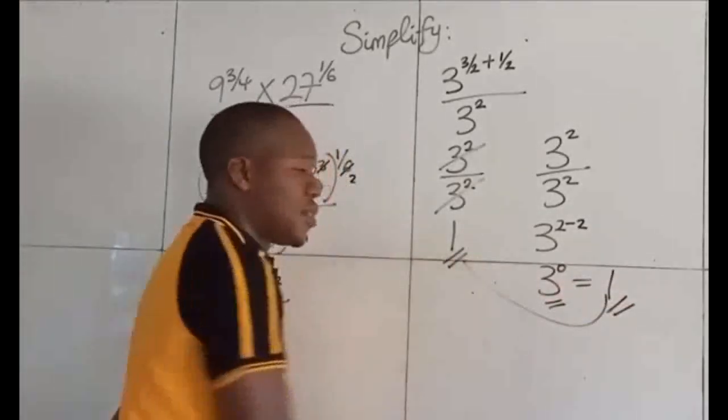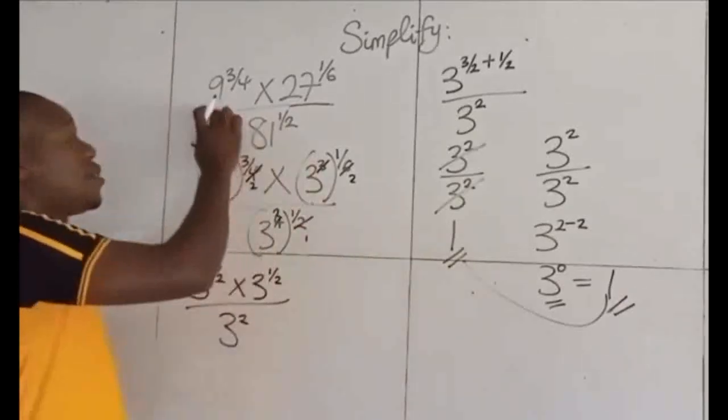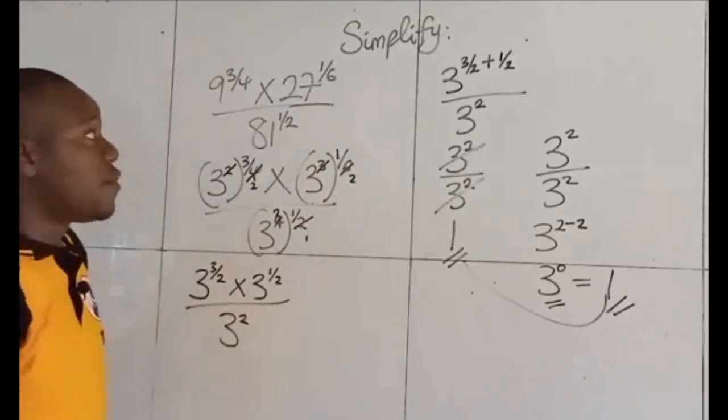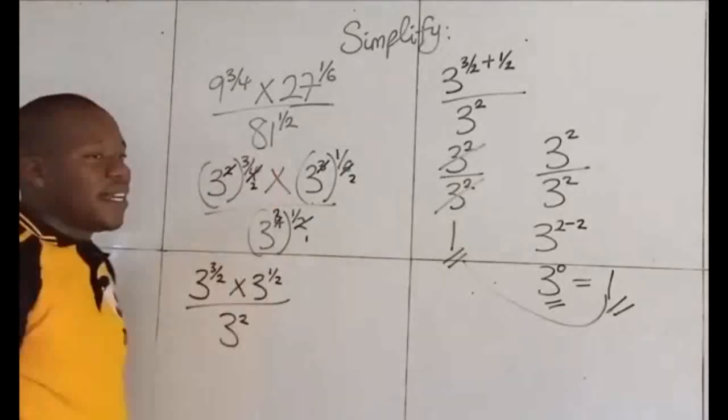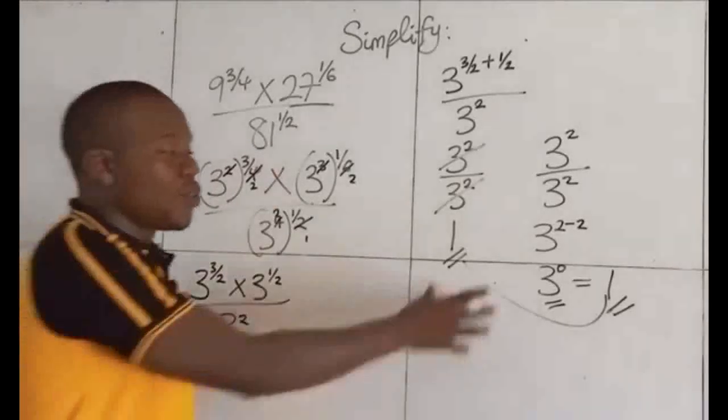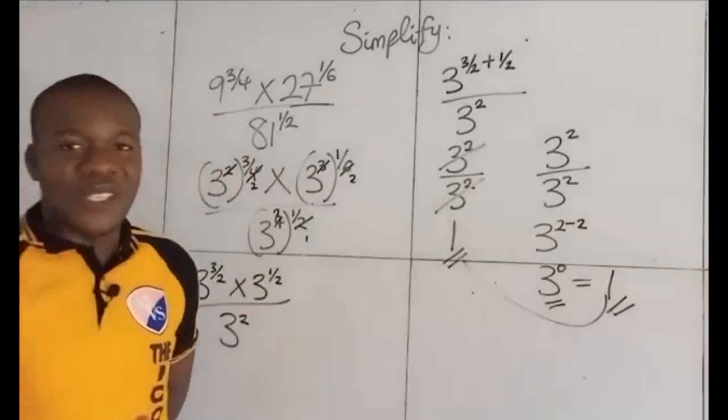So the same result. 9 to the power of 3 over 4 times 27 to the power of 1 over 6, all over 81 to the power of 1 over 2 simplifies to 1 when we apply the laws of indices.